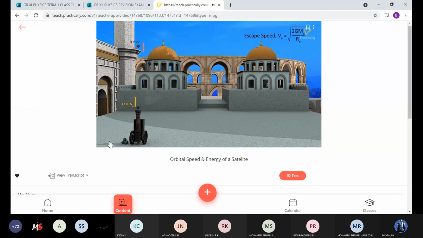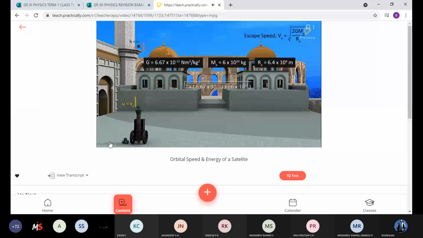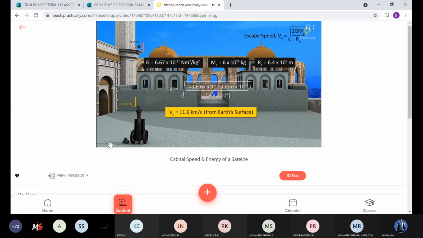By substituting the values of GM and Re, we get the escape speed from the Earth's surface as 11.2 kilometers per second. Okay. So if anything is thrown at 11.2 kilometers per second, it will definitely reach out of the Earth's surface.